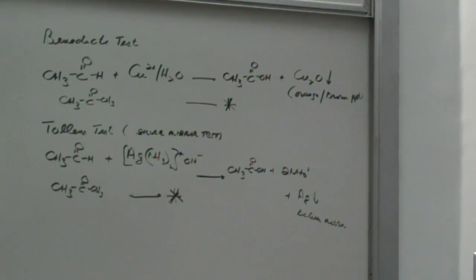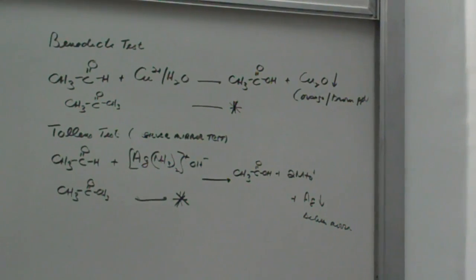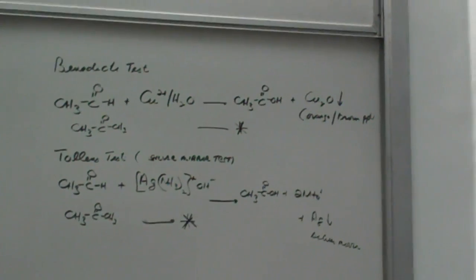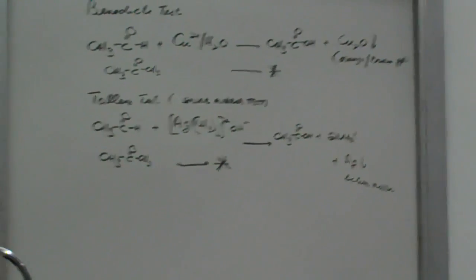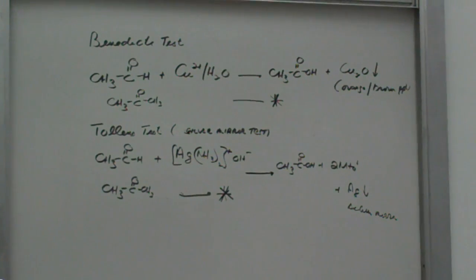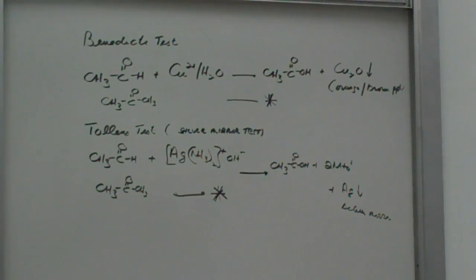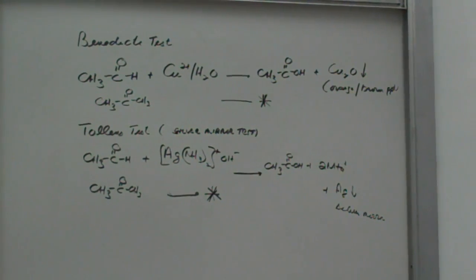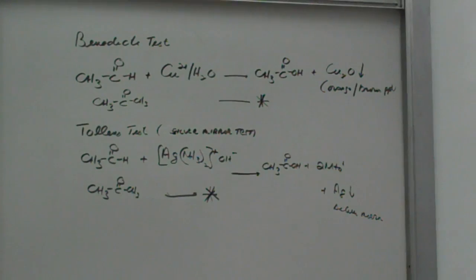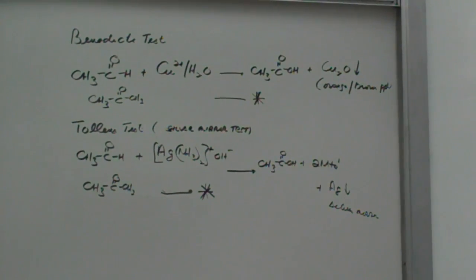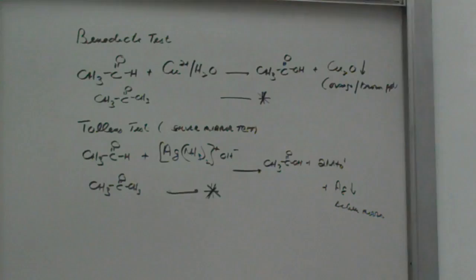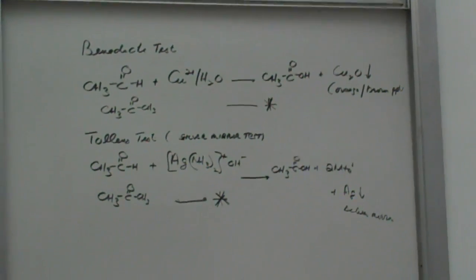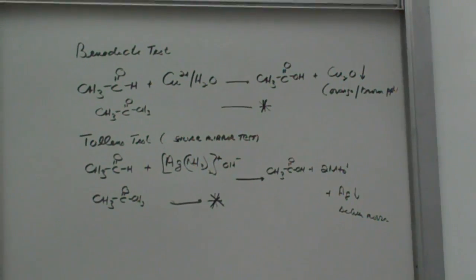So as far as the aldehydes and ketones go, there's two basic reactions: oxidation and reduction. And there are reactions with Benedict's reagent and Tollens' reagent. Aldehydes can be oxidized to the acids. Ketones cannot be oxidized. Both aldehydes and ketones can be reduced. The aldehyde goes back to the primary alcohol. The ketone goes back to the secondary alcohol.